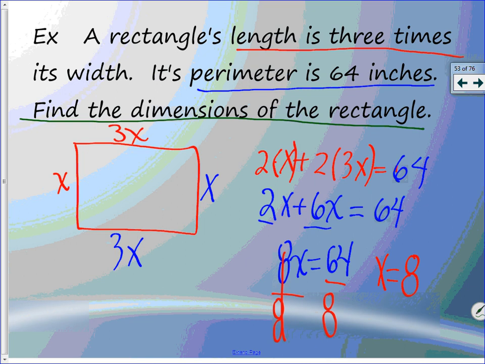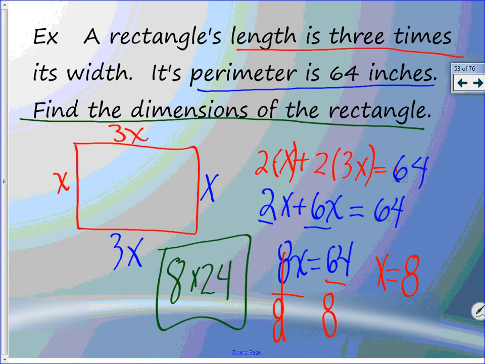Actually the current dimensions of all four sides, and you can have two sides. So what are the dimensions? Ashley? 8 and 24. Yeah. So you would say 8 by 24.